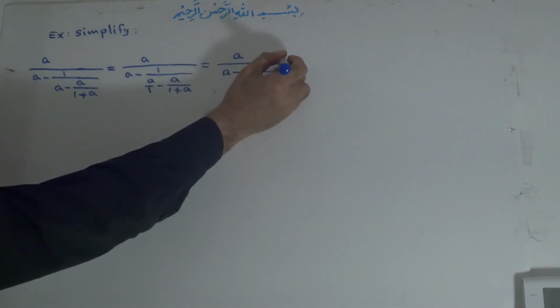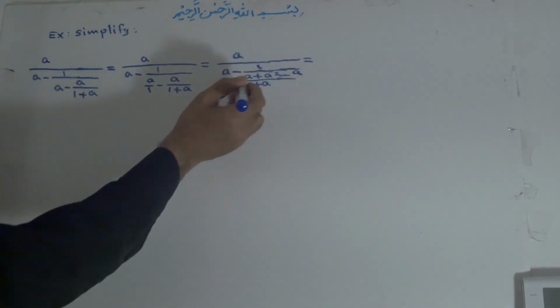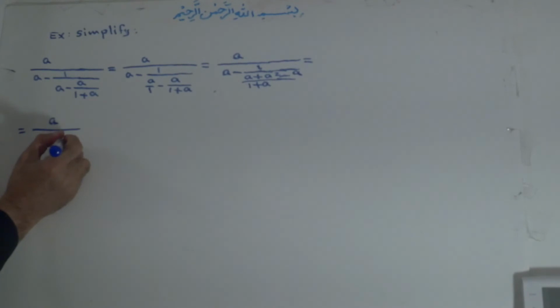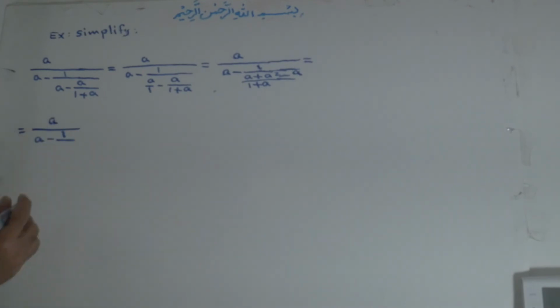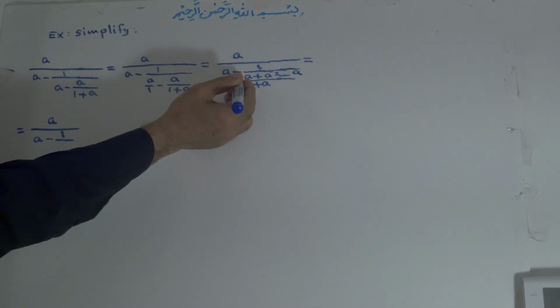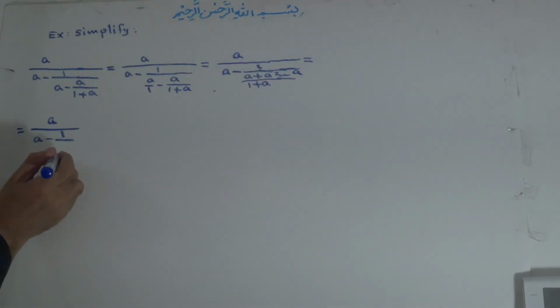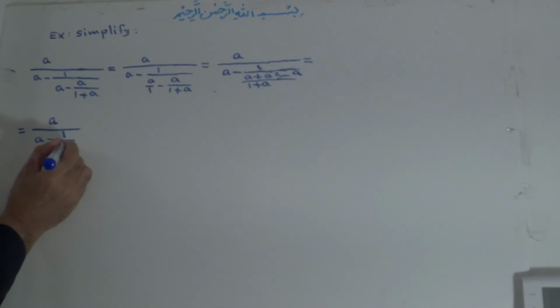Now this is equal to a over a minus 1 over a, where the positive a cancels with the negative a, giving a to the power of 2 over 1 plus a.